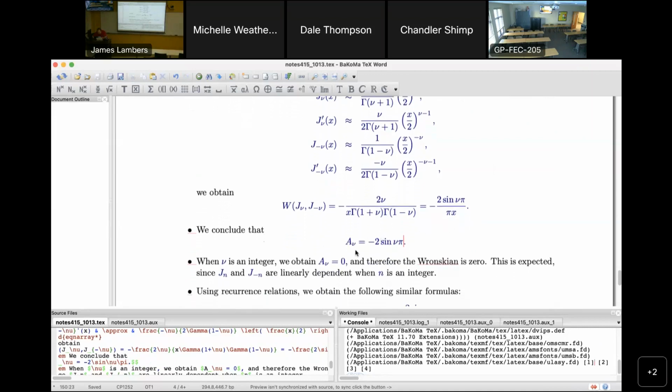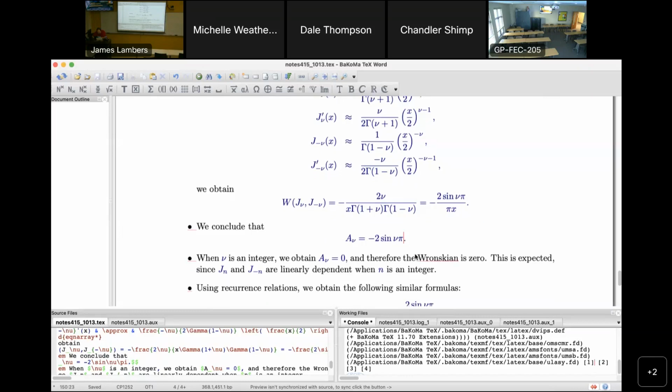Now, what's interesting about this is, let's suppose that this is worked out for any order nu. But when nu is an integer, we get sine of an integer multiple of pi, which is 0. That would mean that the functions J n and J minus n, where n is an integer, are linearly dependent, although we already knew that. So that's consistent with what we've already seen.